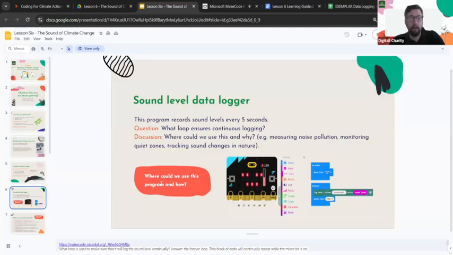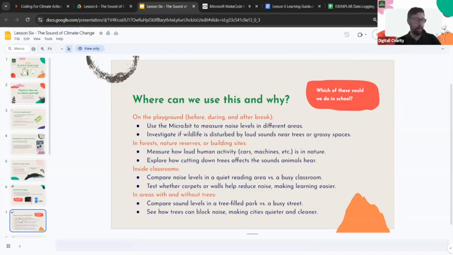So we have a think about what this code is doing. We can see there's some discussion points here. The forever loop means it's going to be working continuously. And think about where we could use this and why, right? Think about how it could be used in an impactful way. Noise pollution, quiet zones, tracking sound changes in nature, for example. And then having thought about that, choose where we can use this in our school environments and why.